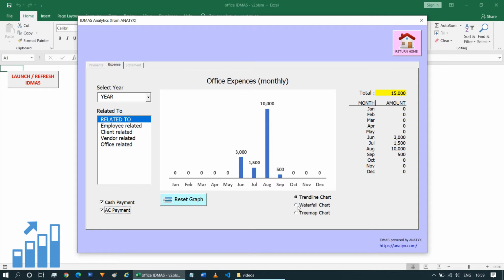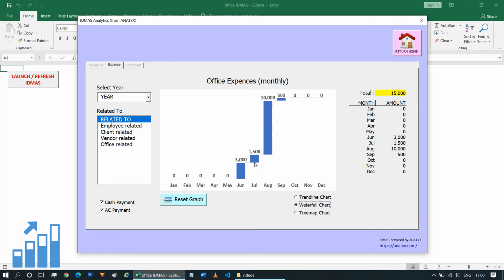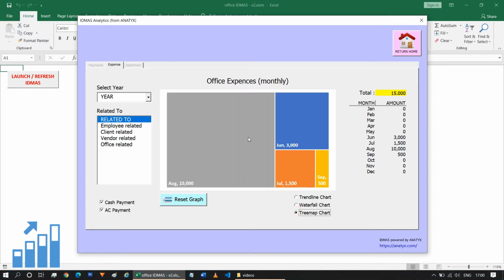Again, what you could do is select waterfall and it will show you, or the tree map. Now in this section over here, you will be able to understand what this graph is all about. So again, the biggest chunk, 10,000, was spent in the month of August. Then the second biggest was 3,000, in the month of June. Then in July you spent 1,500, and after that 500.